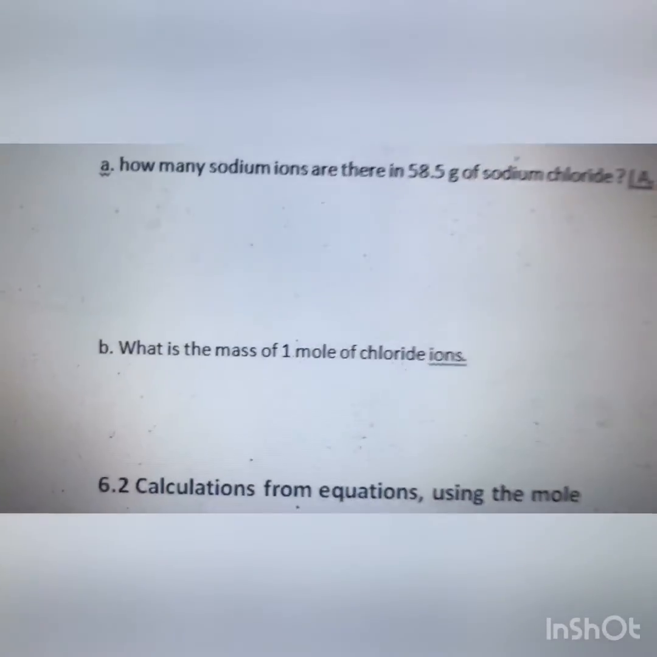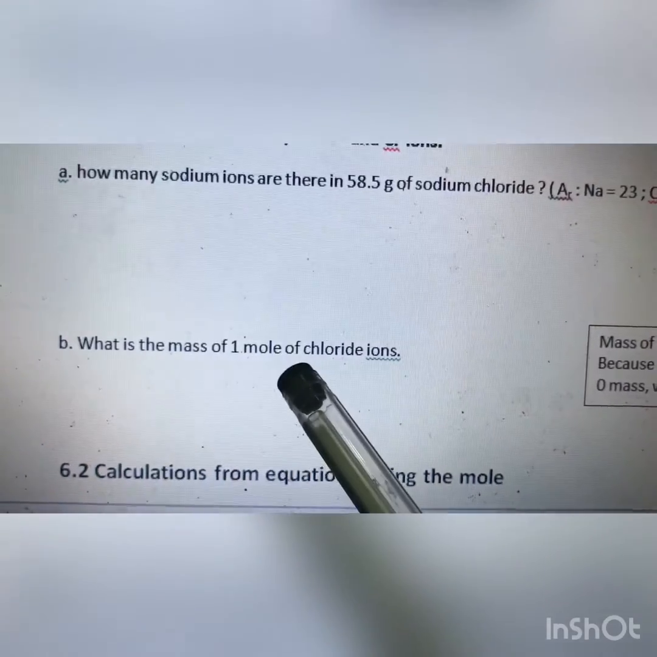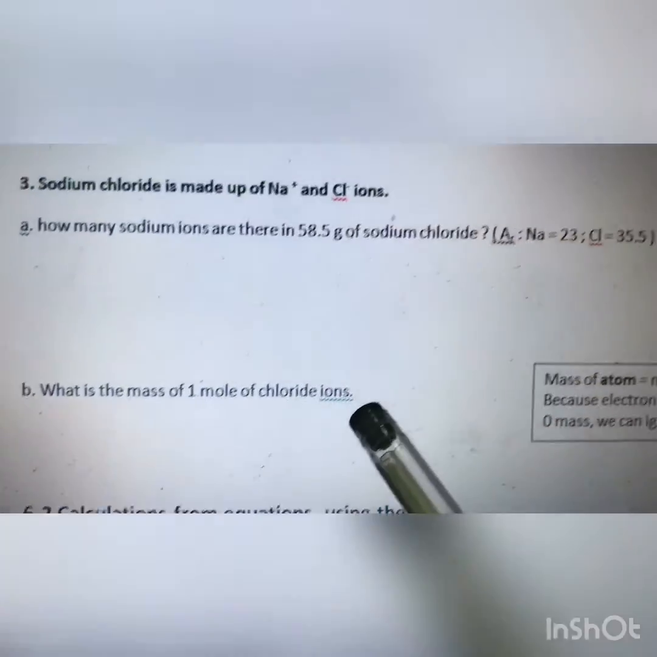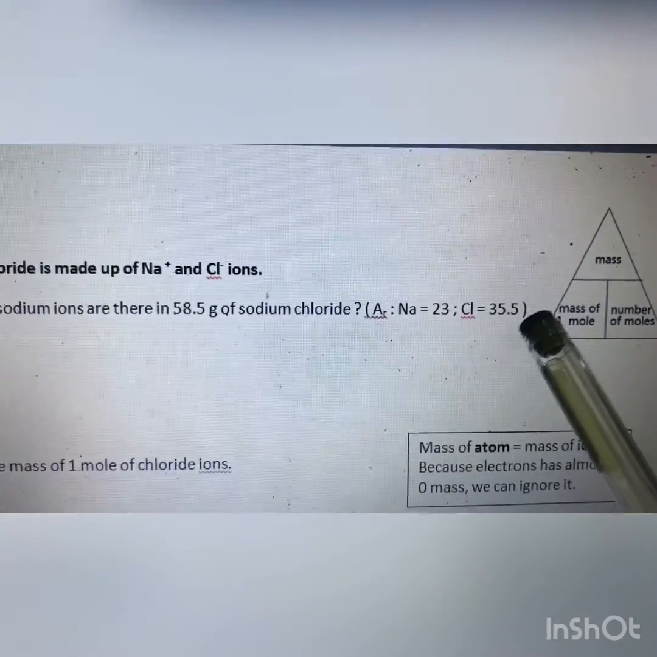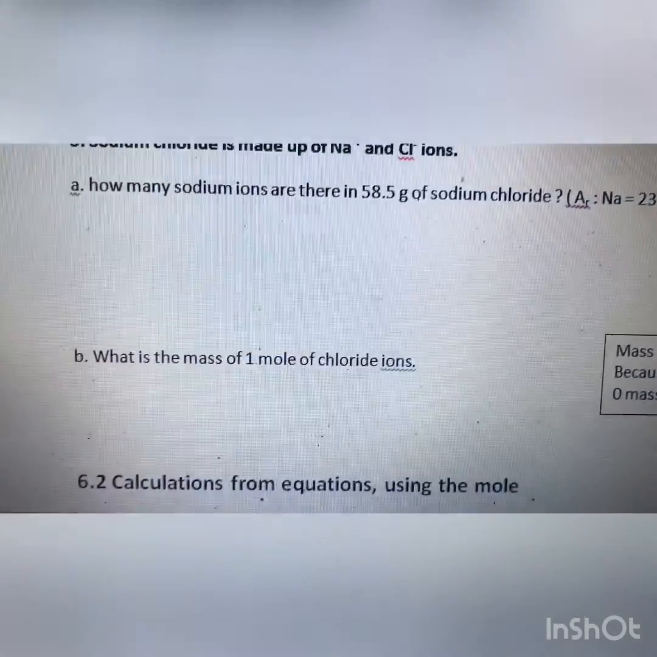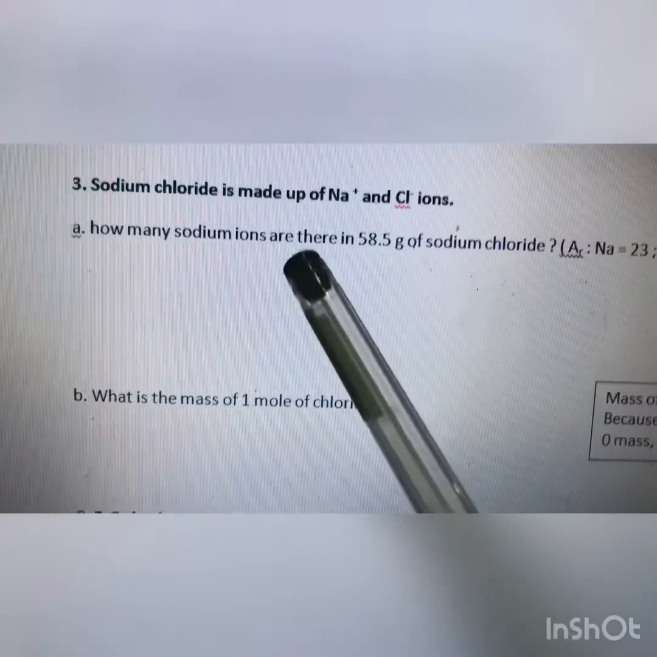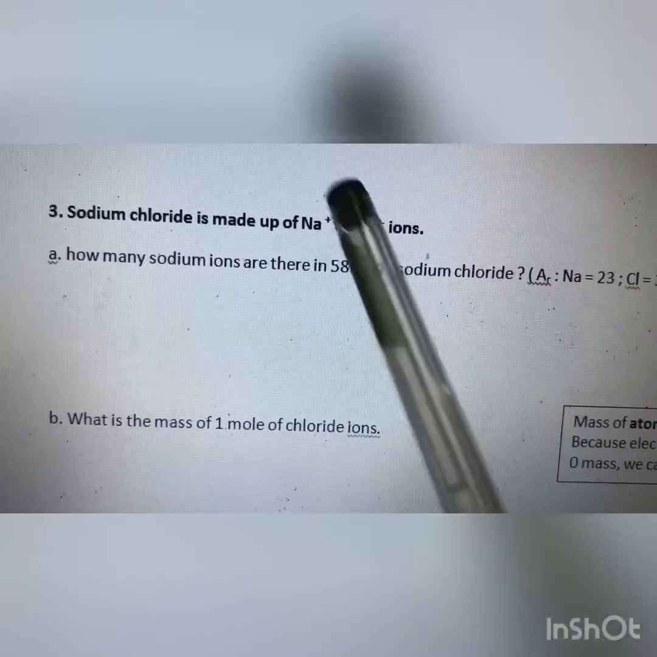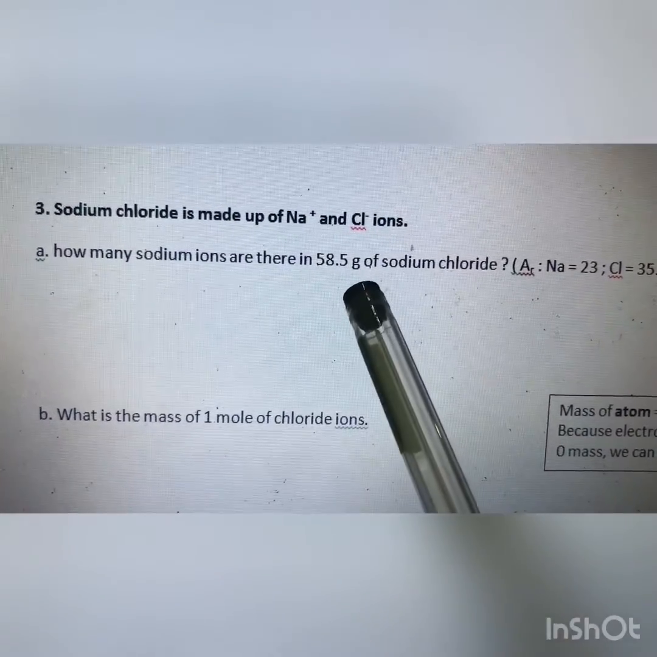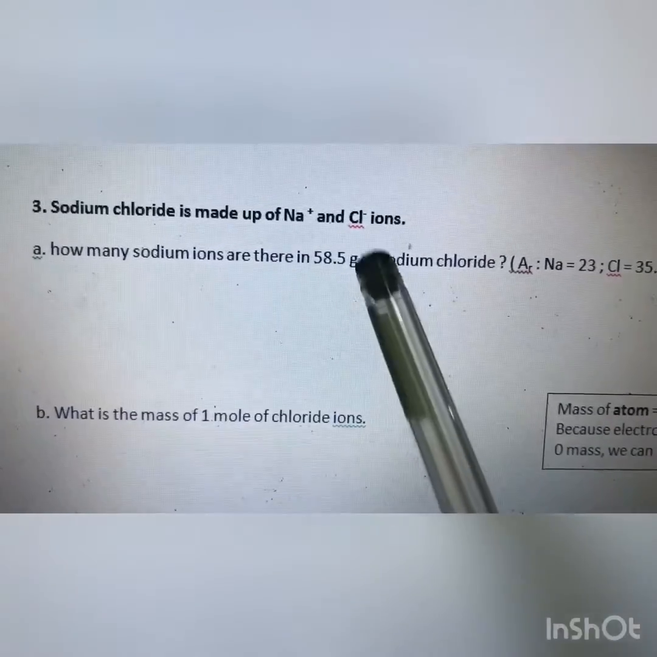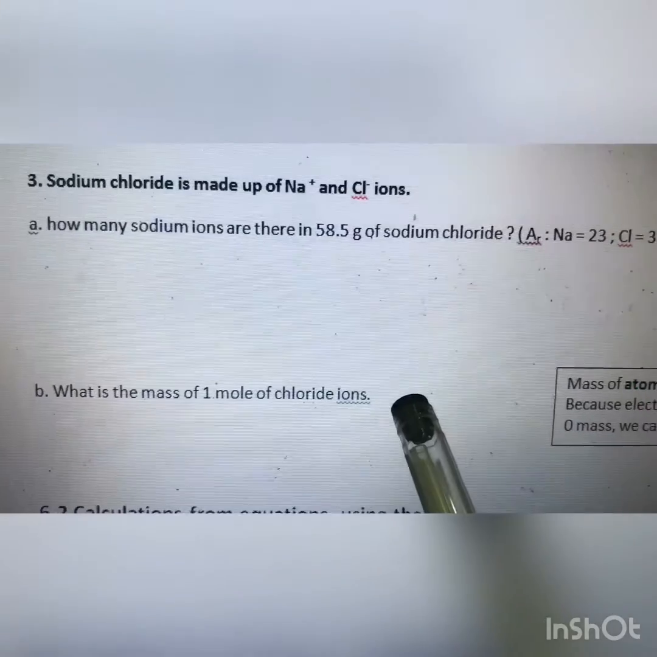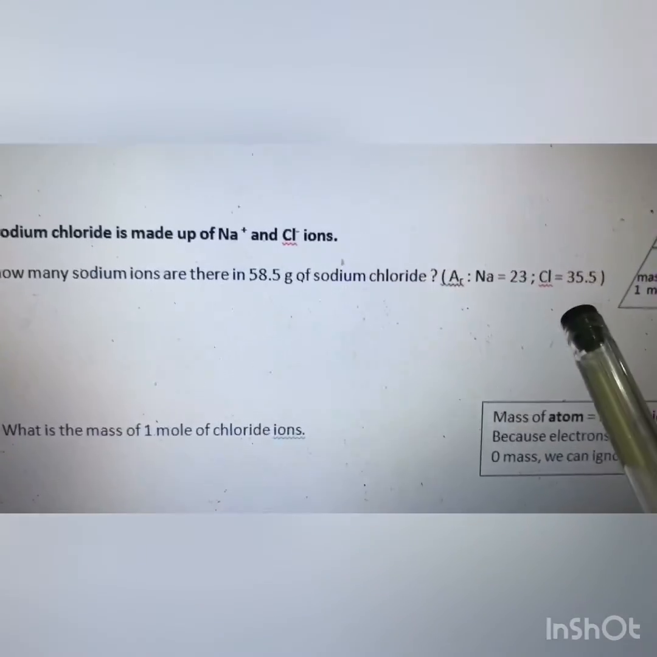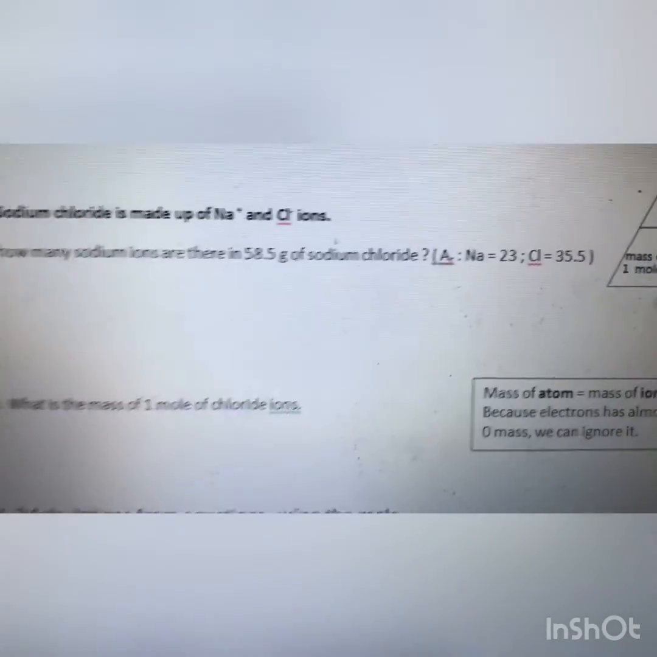The next question is asking what is the mass of 1 mole of chloride ion. So it's very direct. Chlorine is 35.5. Okay, since the weight of this sodium chloride is 58.5, it is 1 mole. So in 1 mole of chloride ion, the mass is 35.5, the same.